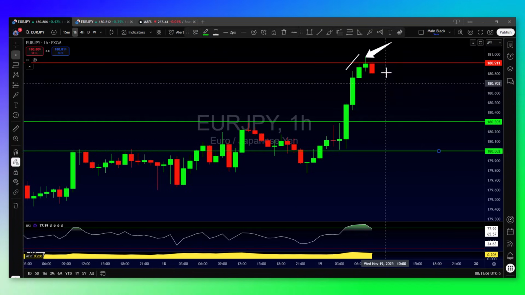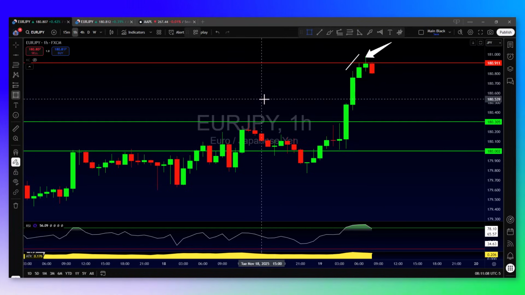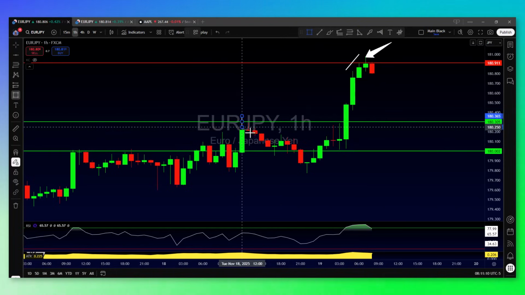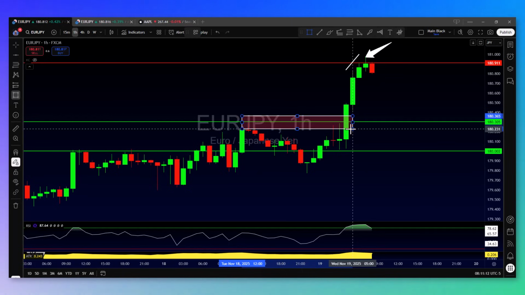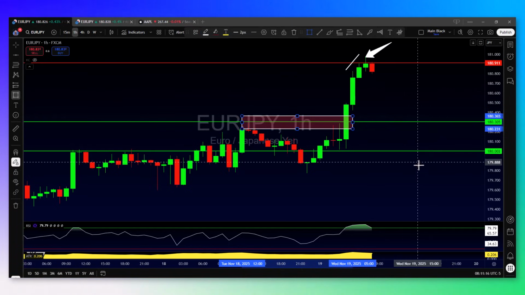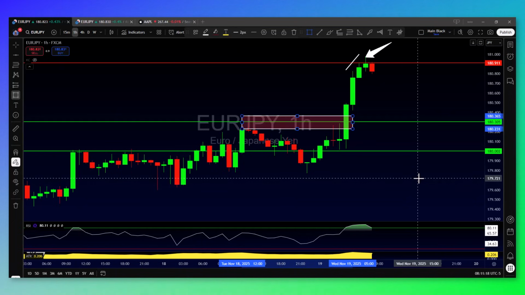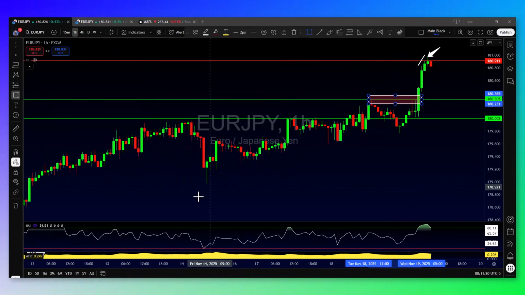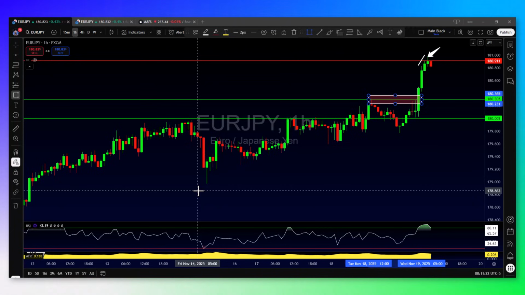Breaker says structure. Right, looking at these little levels right here. Bang. Fib retracement at 180. Fib retracement from this deep swing down here.